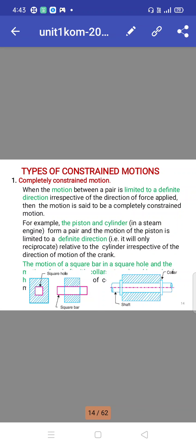Then types of constrained motions. First, completely constrained motion. When the motion between the pair is limited to a definite direction irrespective of the direction of force applied, then the motion is said to be completely constrained motion. For example, the piston and cylinder in a steam engine form a pair, and the motion of the piston is limited to a definite direction. That is, it will only reciprocate relative to the cylinder irrespective of the direction of the motion of the crank. The motion of a square bar in a square hole and the collar.